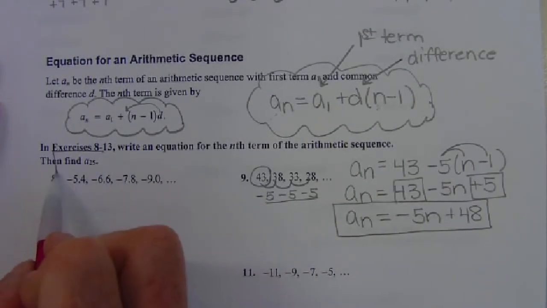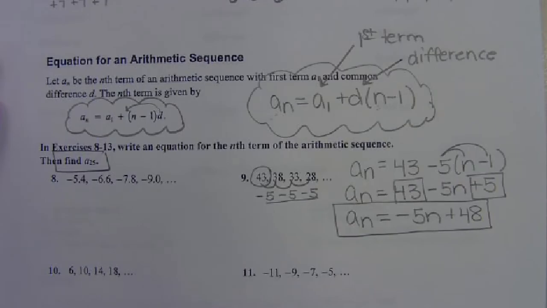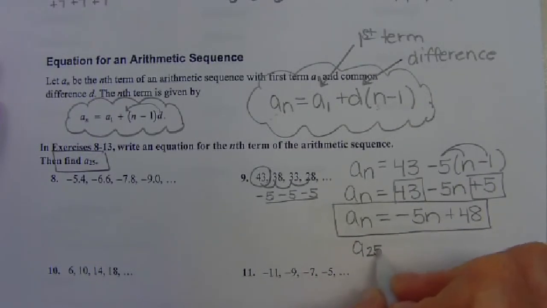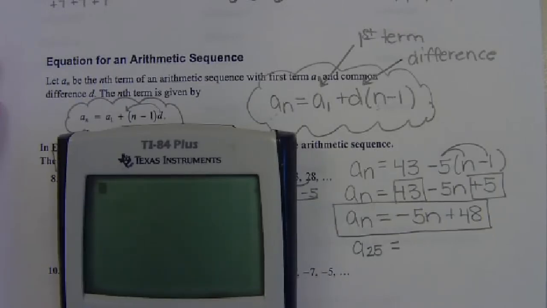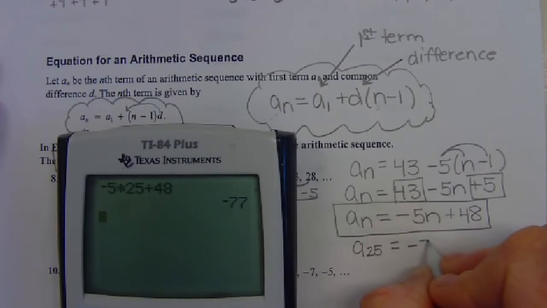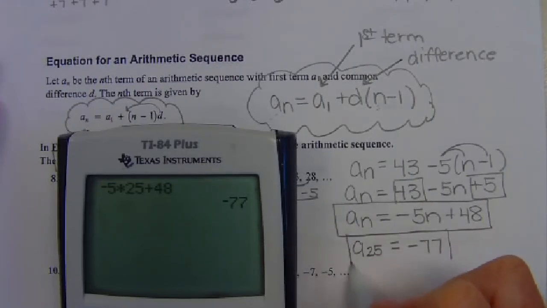Now the other instructions also said to find a sub 25. If you are trying to find a sub 25, what that means is you are trying to find your 25th term of this sequence. So all you have to do is plug in 25 to your equation, and that gives you what your 25th term is going to be.